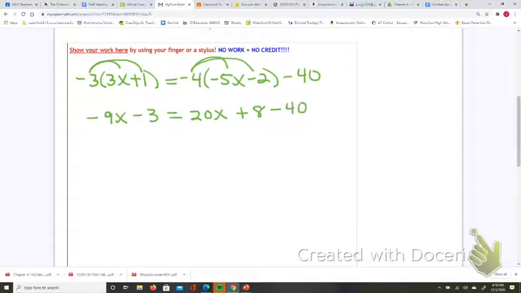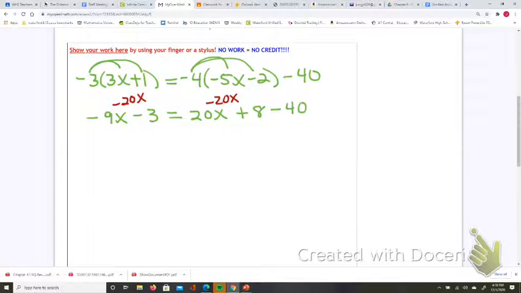Okay, now, again, remember we have an x on this side, we have an x on this side. We want to move the x on the right over to the left. So on the right, we have plus 20x. Notice it's a positive. So what's the opposite of plus? Minus. So we're going to minus 20x, minus 20x.